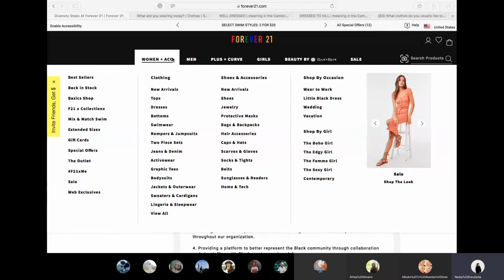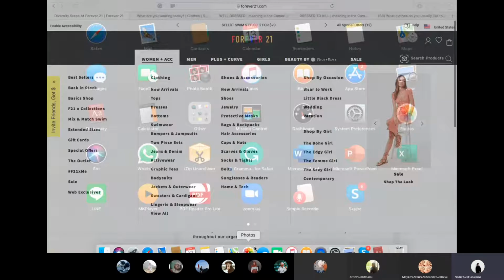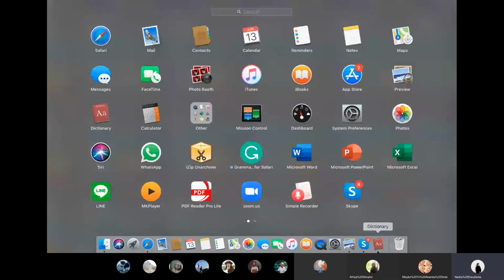This is from Forever 21. You can see some words like clothing, new arrivals, tops, dresses, bottoms, swimwear, rompers, jumpsuit, and many others. And all of these are always happening or standing in our everyday life. We always wear clothes, and we have to know the vocabulary that relates to what we wear every day.